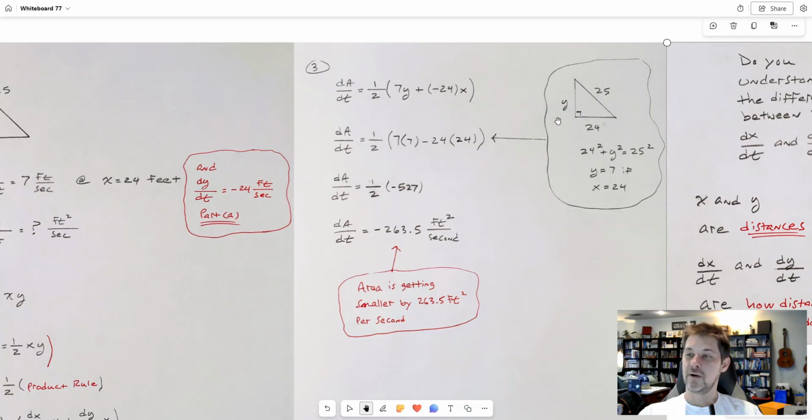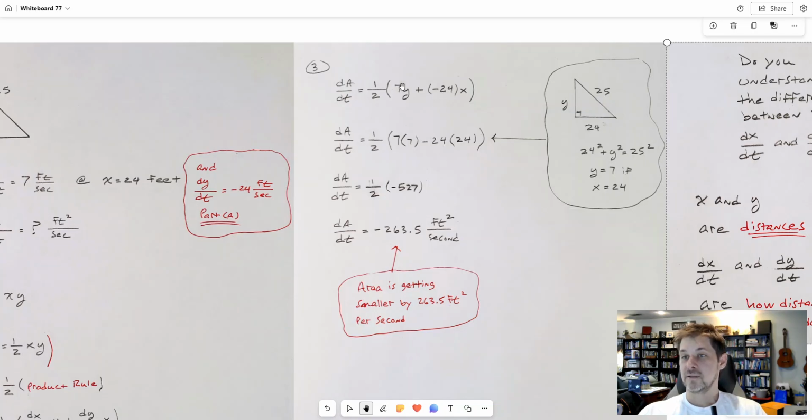Well, when I did part A of this problem, I said, yeah, if you know x, you know y. We got this triangle, this side's 25. You tell me this side's 24. I can tell you that side. I can tell you the y. By the Pythagorean theorem, solve it, I get y is 7 if x turns out to be 24. So y is 7, x is 24, dx dt is 7, dy over dt is negative 24.